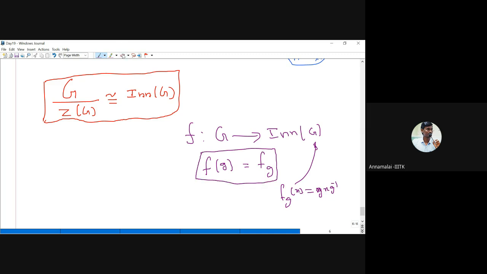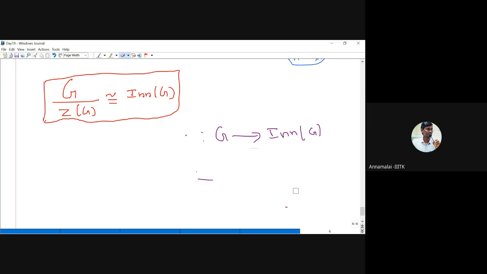Otherwise, if you are confused: f is a function, g maps to, so the domain contains every element, but the codomain is a function space. The inner automorphism of G is the collection of all functions whose domain is the set of all elements in the group. So we have to assign every element to a function. So this f takes the element g and maps it to some function, and that function is f suffix g. We know that f suffix g of x at a point x is nothing but g x g inverse.